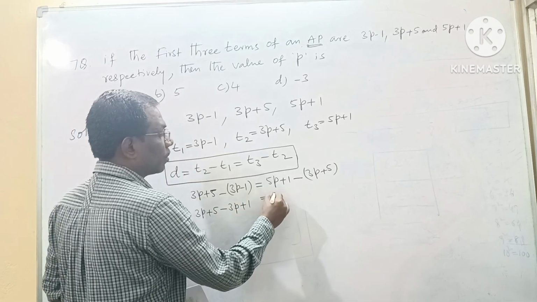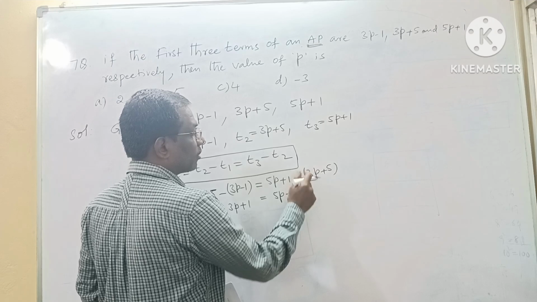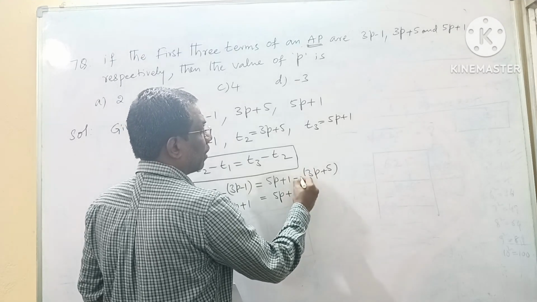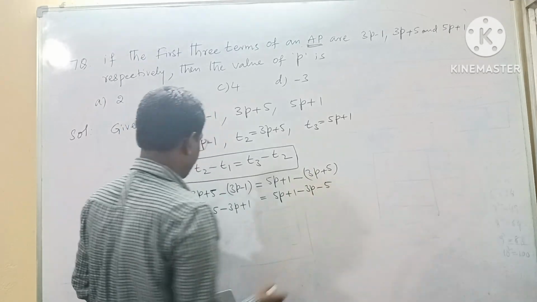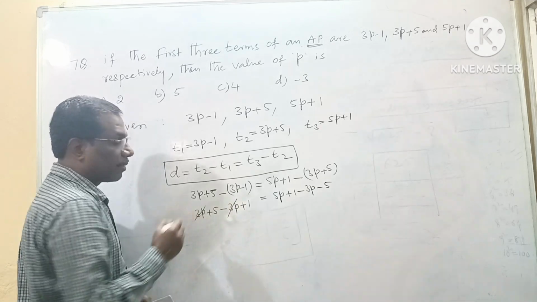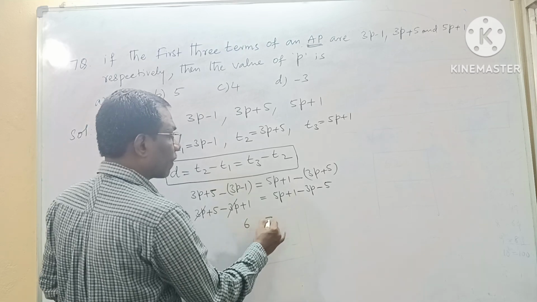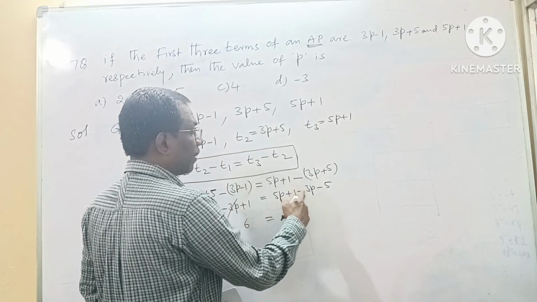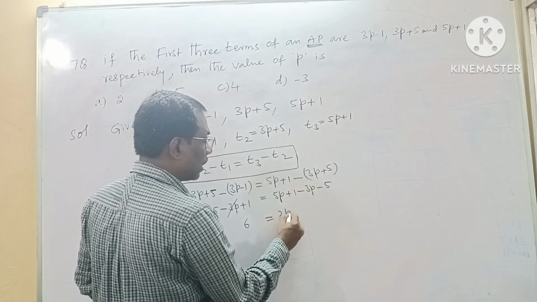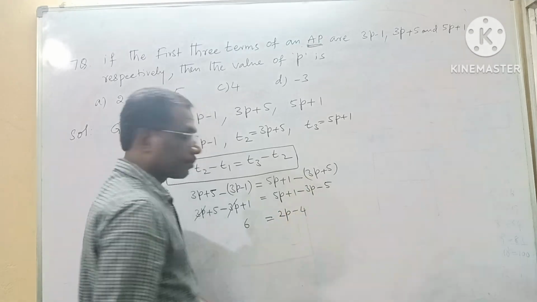This is equal to 5p plus 1. Here also bracket open: minus into plus is minus 3p, minus into plus is minus 5. This is a 3p and it is minus 3p. Plus 3p minus 3p get cancelled. So 5 plus 1 is a 6. This is equal to 5p minus 3p is 2p, plus 1 minus 5 is a minus 4.